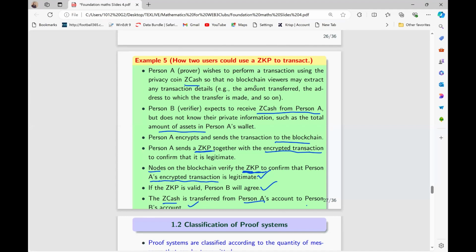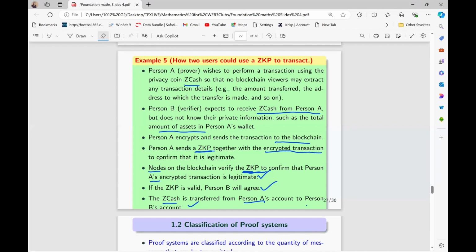So it's zero knowledge proof that has assisted person A to achieve this. Although he's doing this, his information is not made public to the people he's transacting with, and it's also not made public to other viewers on the blockchain. So you can see how important this zero knowledge proof is.